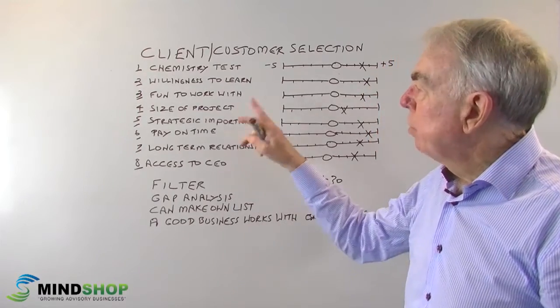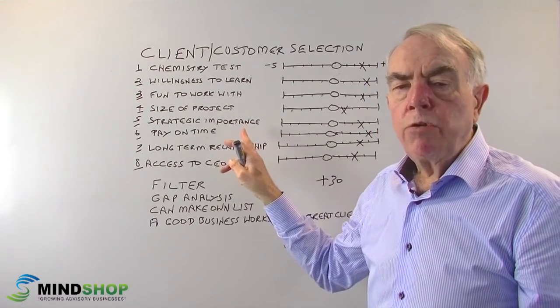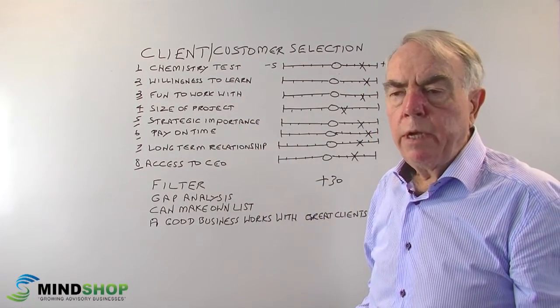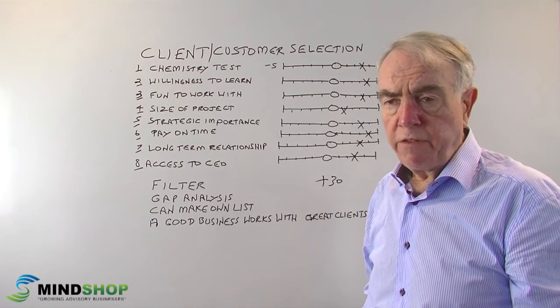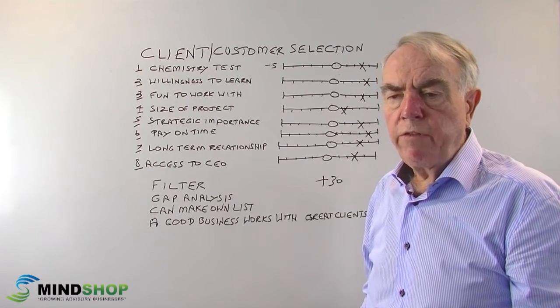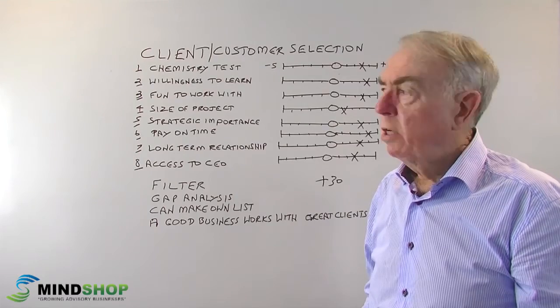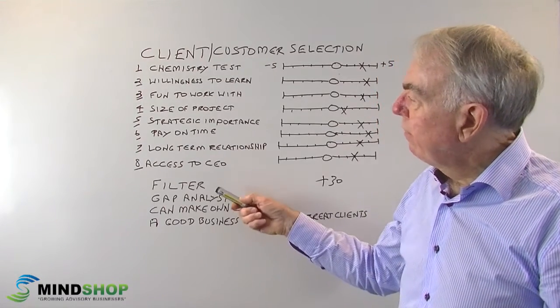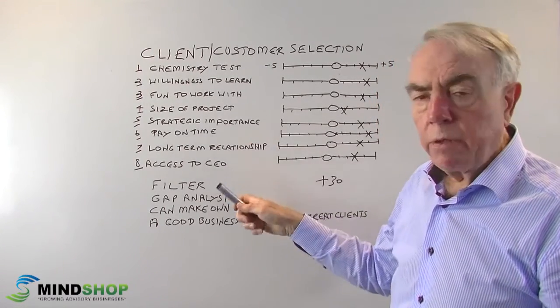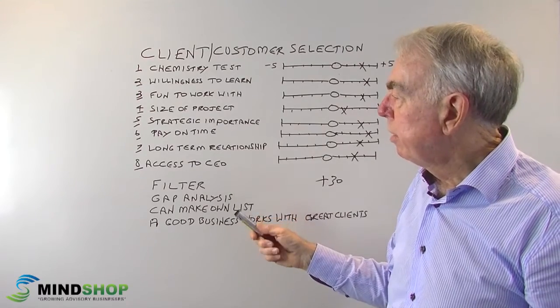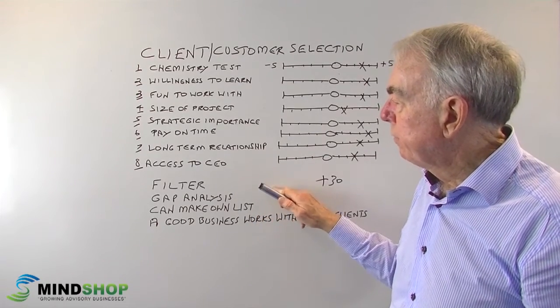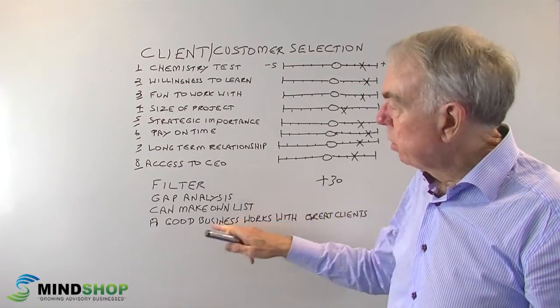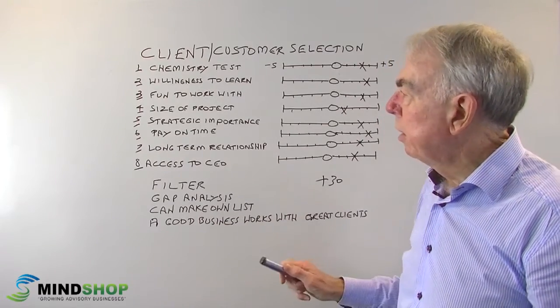If they don't measure up on these or the other criteria that are relevant to you, the risk is business is going to be tough, you're going to find it hard to survive, you'll battle on, but you might eventually fail. So you need to have a filter to determine the right people to work with, do the gap analysis, and you can make your own list. So a good business works with great clients.